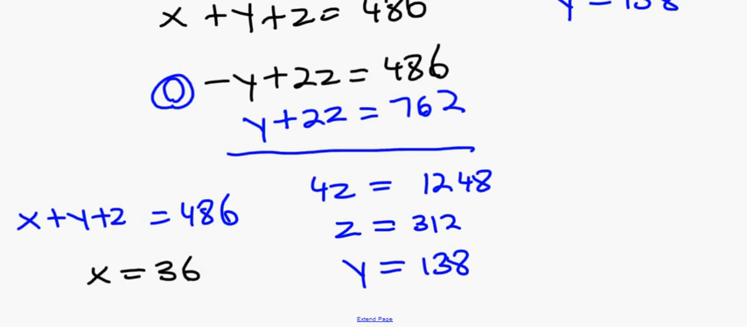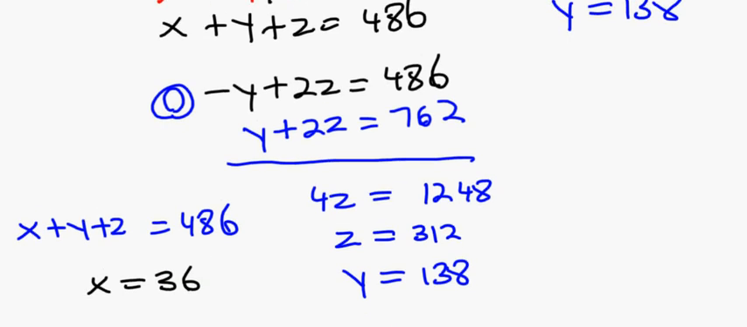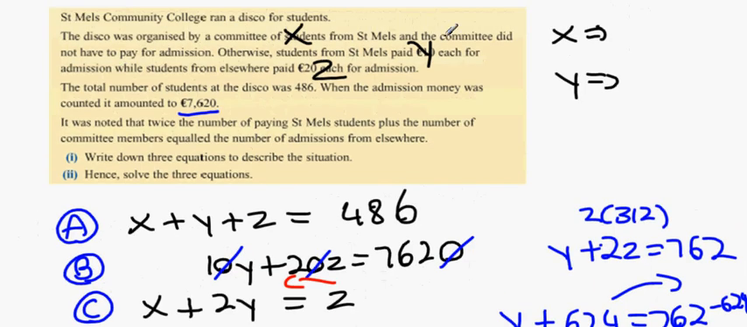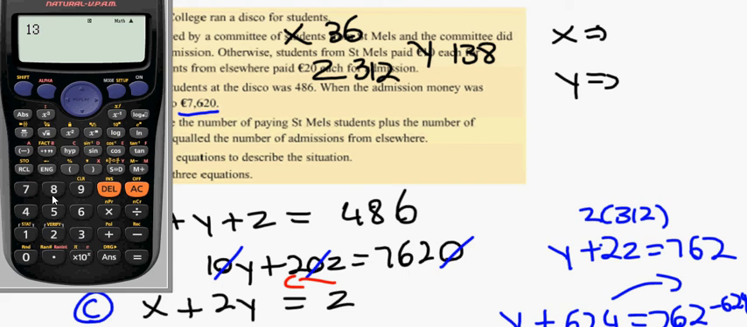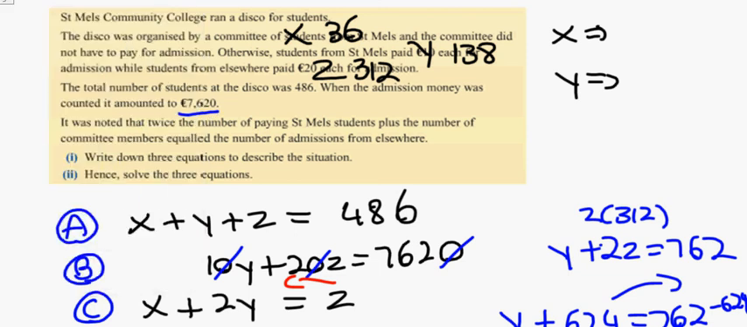Now we can check our answer if you want. To check the answer, I know that this is 138, I know this is 312, I know this is 36. All I have to do is check the money. So I got 138 students who paid €10, and I got 312 students that paid €20. And when I multiply that out, I get 7,620. My answer checks out. I know I'm correct. I can now go off.